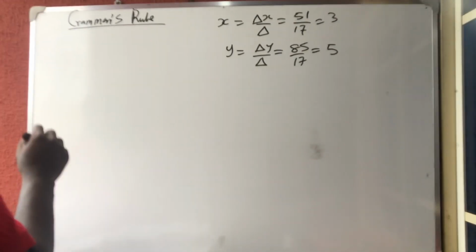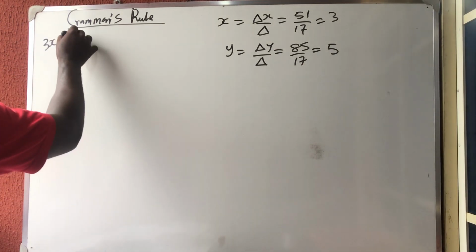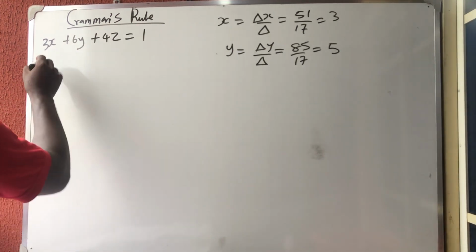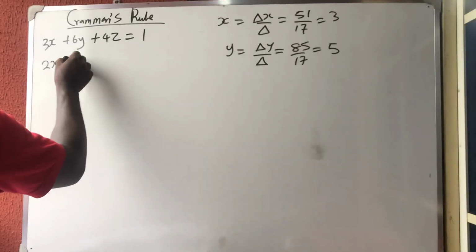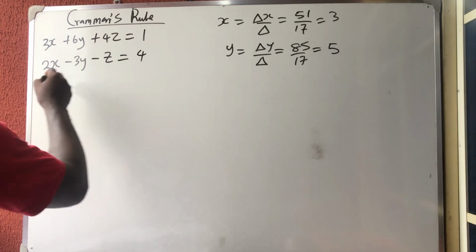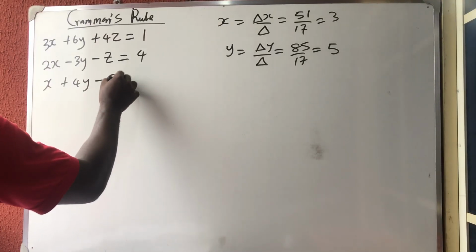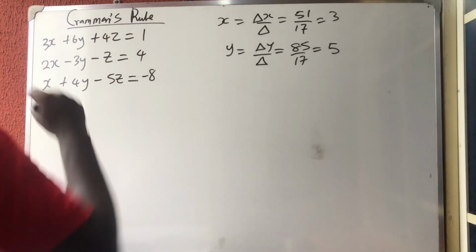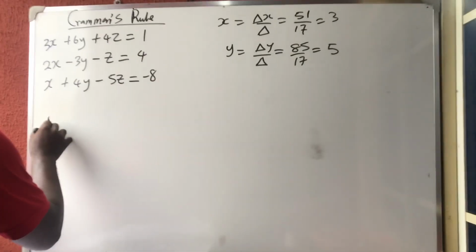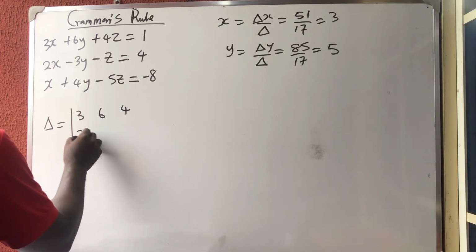Okay, so let's solve 3 by 3. So I'm having 3x, the same question, plus 6y, plus 4z is equal to 1, and 2x minus 3y minus z is equal to 4, and x plus 4y minus 5z is equal to what? Minus 8.